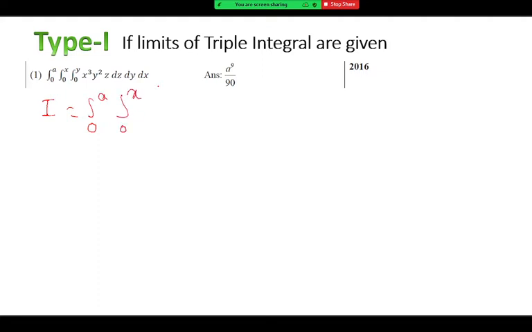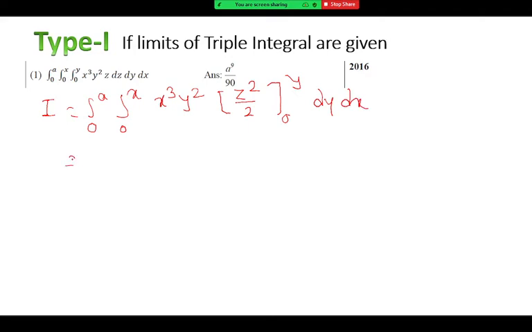Can you integrate the integrand with respect to z? When you integrate with respect to z, remember x and y are like a constant. It is z square upon 2. That's a simple integration. Z square by 2, limits are 0 to y, and then dy dx as it is.